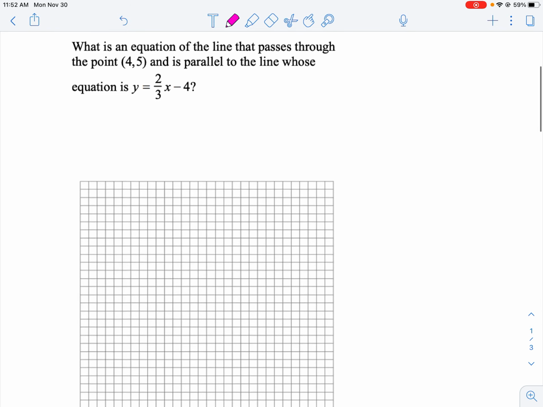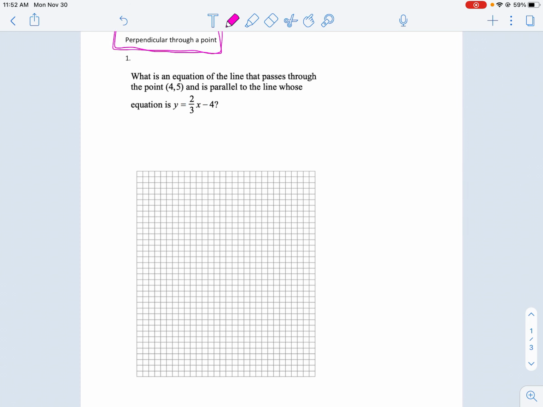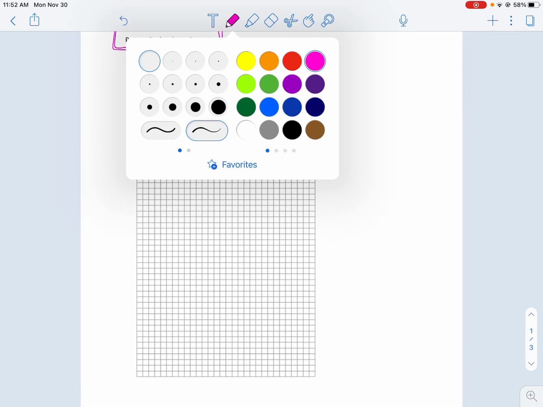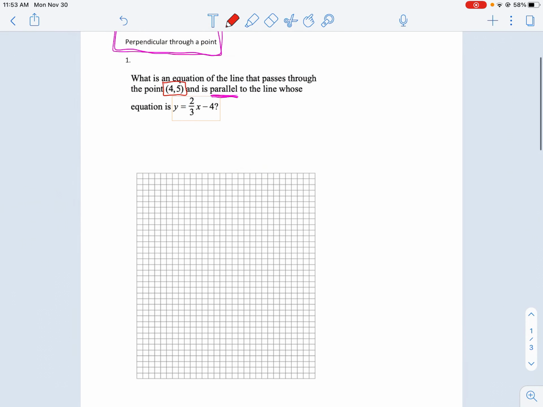All right, so it says, what is the equation of a line that passes through the point 4, 5 and is parallel to the line whose equation is this guy right here. We're going to take this point and put it in some line that's going to be parallel to whatever this line is here. Before I get started, let me graph this guy right here.